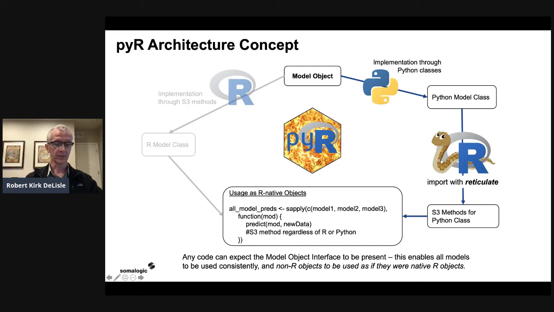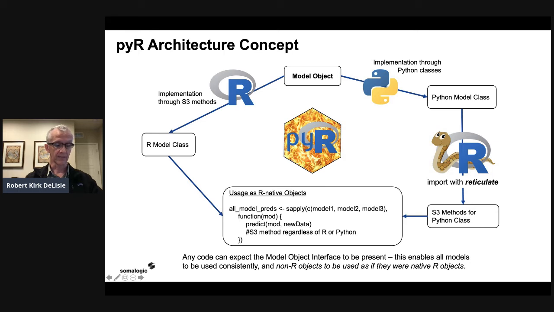Or the model could be implemented in Python using an object-oriented approach, as shown on the right. The Python class that encapsulates the model would be imported with reticulate behind the scenes, and the methods of that class wrapped in S3 functions in order to provide an interface similar to the model that's implemented in R.